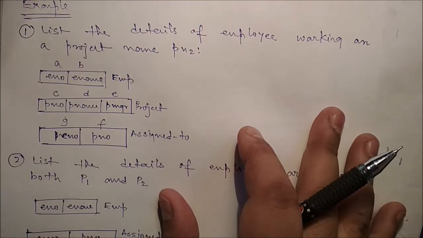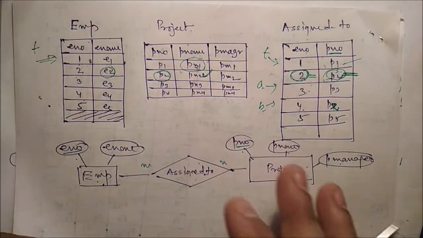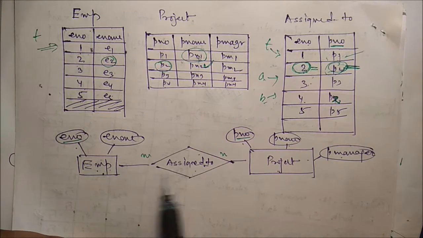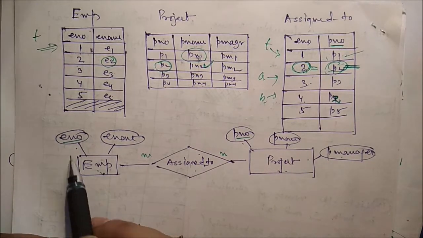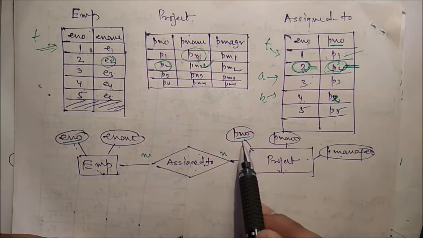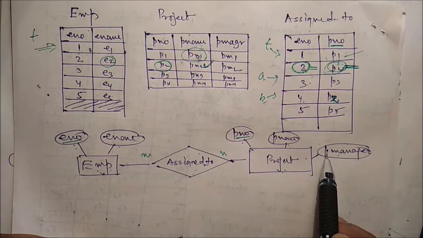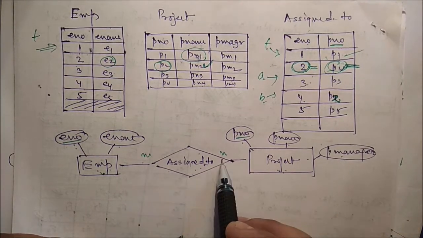Now, see the example. This is our old example, and we have to use this particular information. In the ER diagram, two tables are there, employee and project. Employee consists of two attributes: employee number and employee name. Project consists of three attributes: project number, project name, and project manager. The relationship is assigned to, which is an M-to-N relationship.